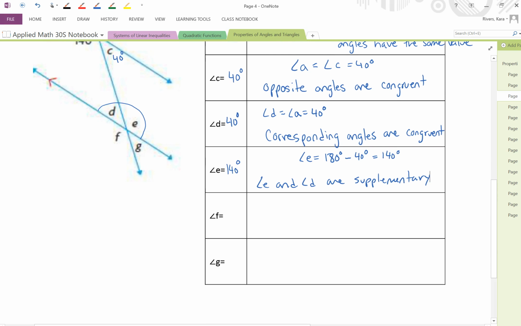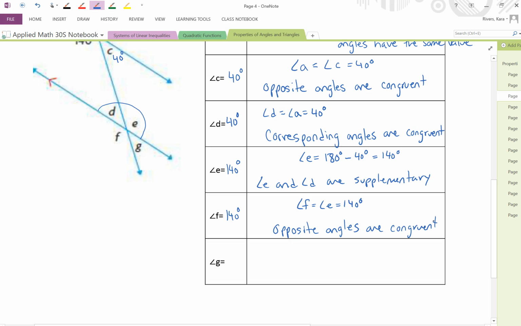Now angle F and angle E are opposite angles, so they're congruent. So I would say that angle F is 140 degrees. Oops, not corresponding. Opposite angles are congruent.